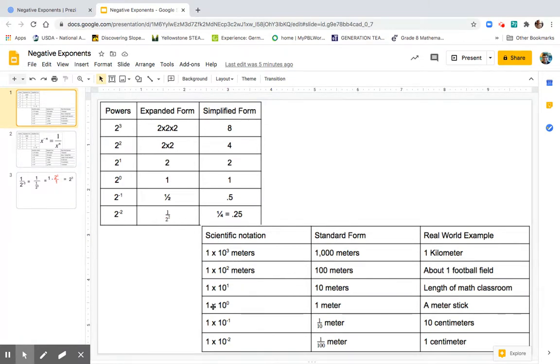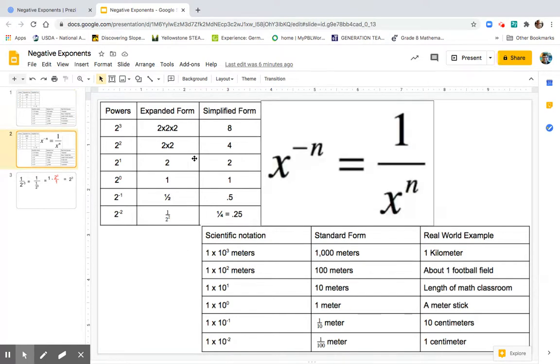Likewise, 1 times 10 to the 0 is just 1 meter. 1 times 10 to the negative 1 would be 1/10 of a meter, or 10 centimeters. 1 times 10 to the negative 2 would be 1/100th of a meter, 1 centimeter. And because it's 1/100th, that's why we were able to use 10 to the negative 2 for that 7% problem. So what that means is that anytime you have a negative exponent, no matter what the number is, you're going to express it in the denominator with the positive exponent.